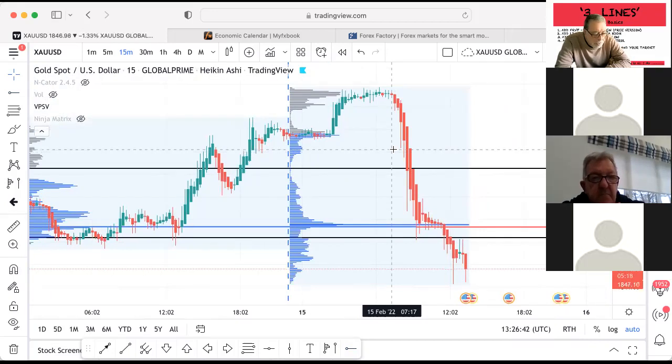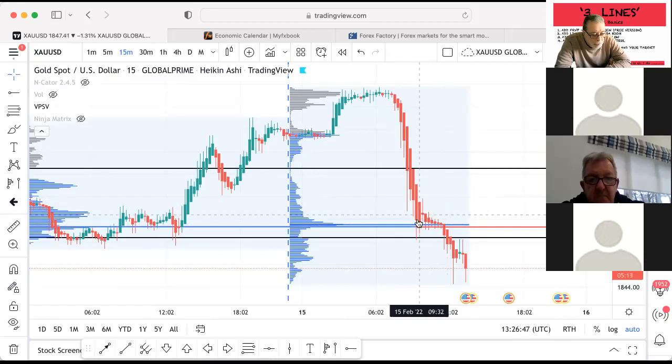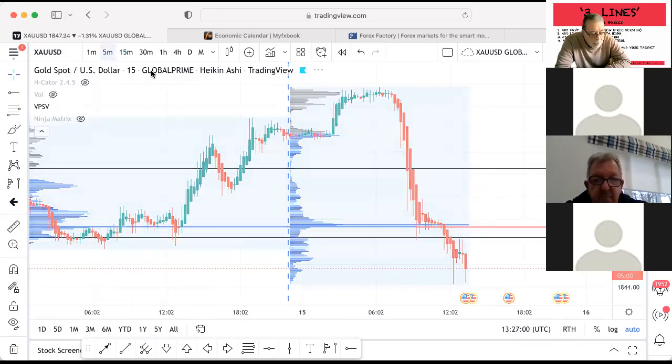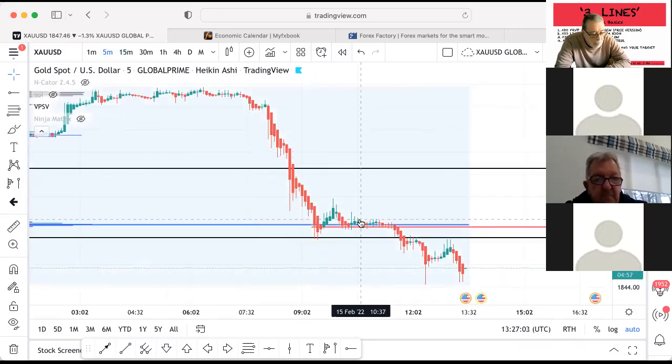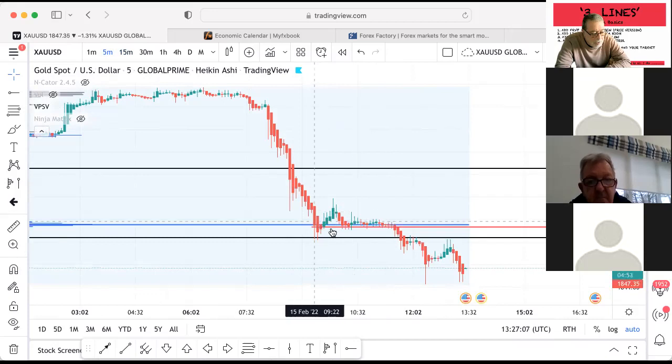First thing I notice is, can you see how price has gone down to the target and then it's gone into consolidation? And then it eventually broke through and it went down to this line here. And if we go to a smaller time frame, consolidation happened there as well. So there was quite a bit of consolidation here on the 5-minute time frame. And then it broke through and it went down to this level here and some more consolidation.